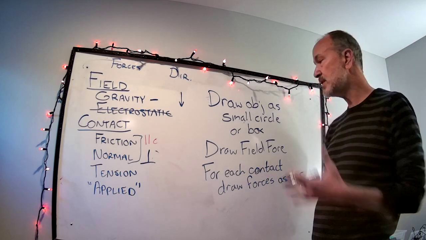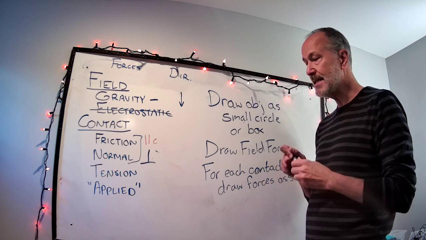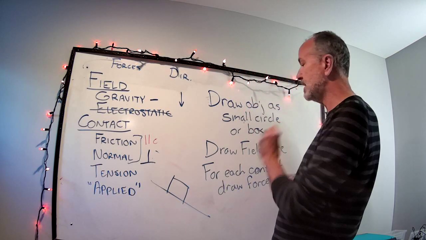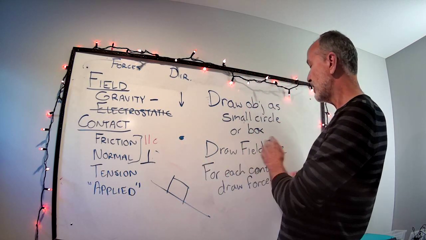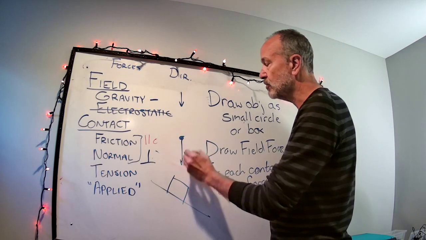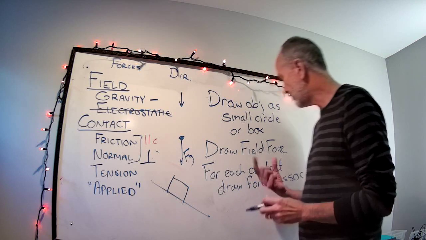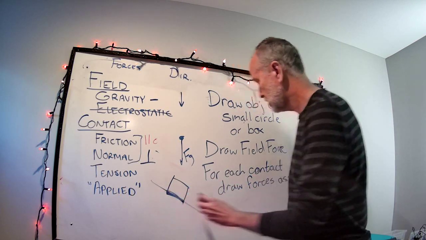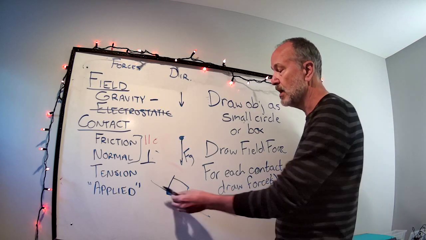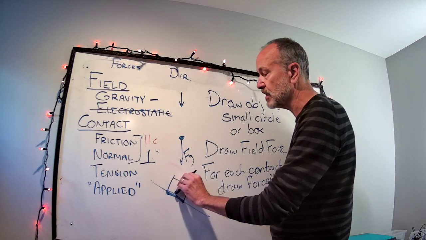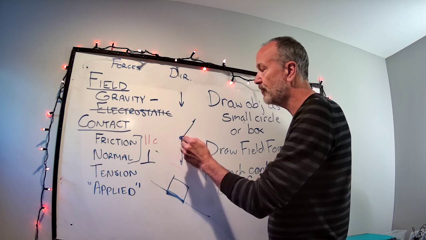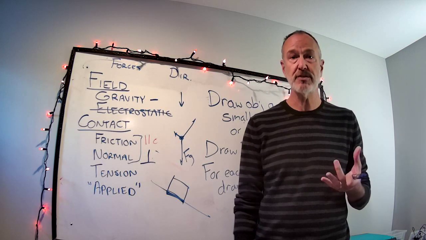Draw the forces associated with that contact. So what we did was we had this thing on a ramp, and the first thing I did is I drew the object, then drew the field force. The only field force is gravity, force of gravity, always straight down. Then for each contact, draw the force or forces associated with it. A thing sliding on a surface is going to feel a normal force and a force of friction, and you've got to have them in the correct direction.